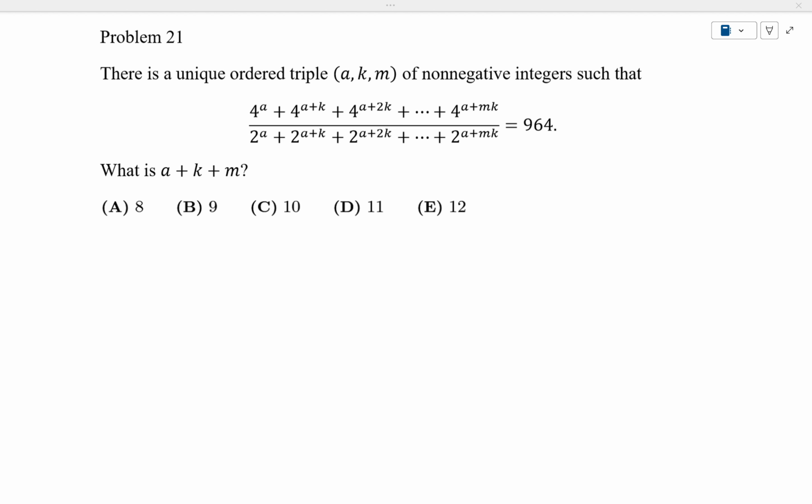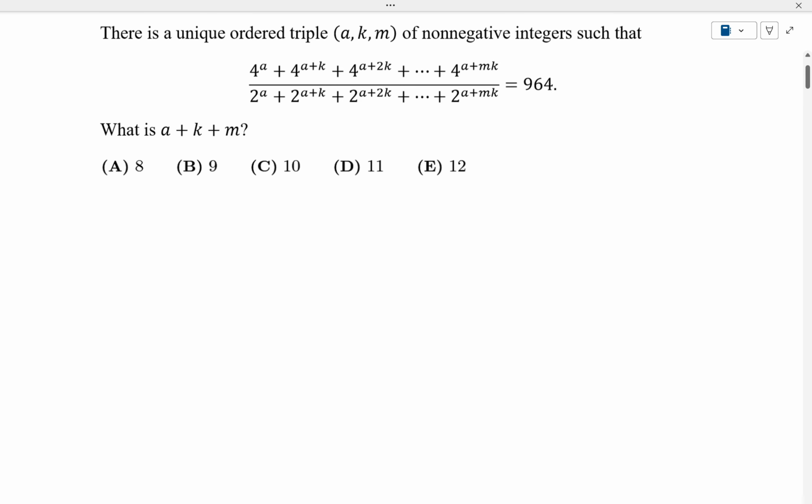So let's start with problem 21. You have this kind of weird expression. Right away, you can notice that it's inefficient to plug in values for a, k, and m. So let's do some simplification to this expression.